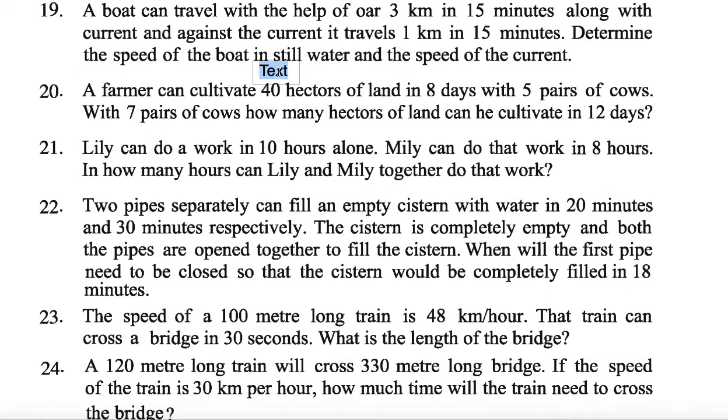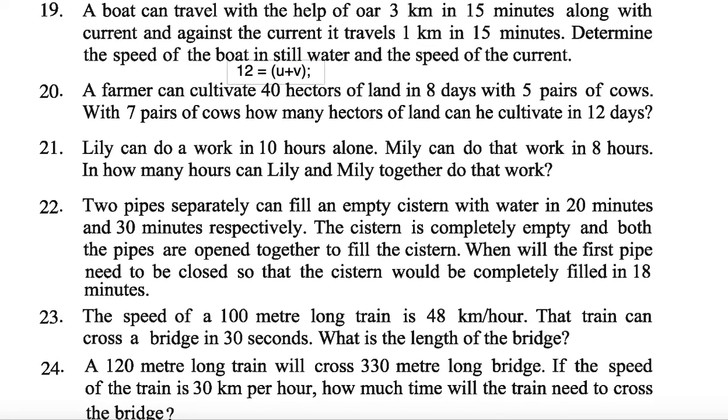Okay, it can travel 3 km in 15 minutes when the speeds are concurrent. U plus v into time, and time is 15 minutes. Let's take it in hours, 1/4 hour. So 3 equals (u plus v) into 1 by 4, or u plus v equal to 12.